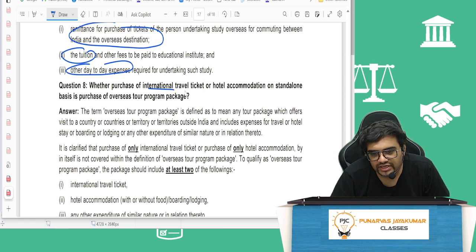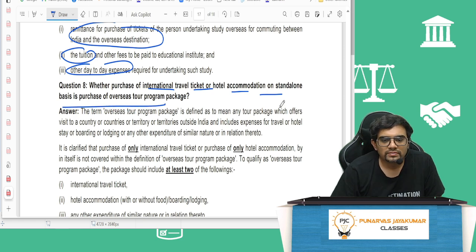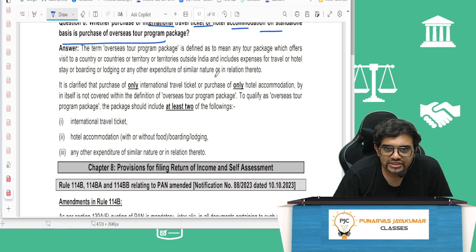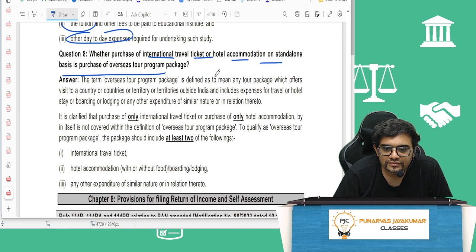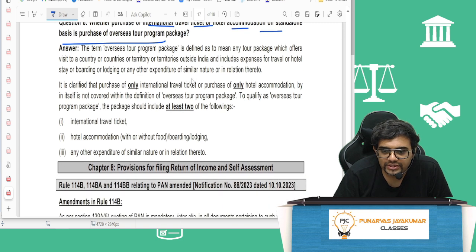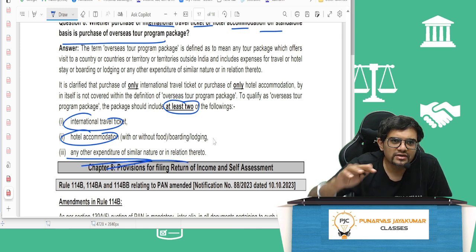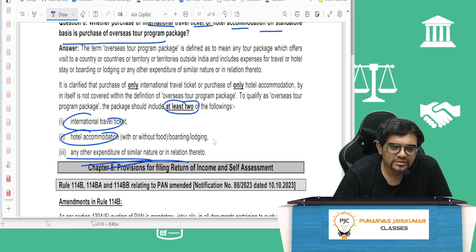Whether purchase of an international travel ticket or hotel accommodation on a standalone basis counts as purchase of an overseas tour program package? An overseas tour program package will not just include hotel standalone or standalone international travel, but at least two of the following: either international travel ticket and hotel accommodation, or any other expenditure. There you will book some show, a train ticket, or some fantasy park entry tickets. You will pay through the agent. All that will be counted.